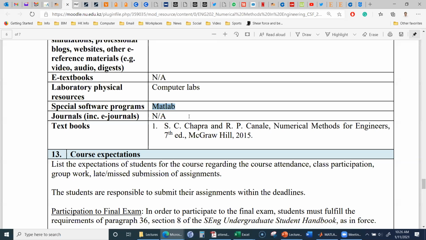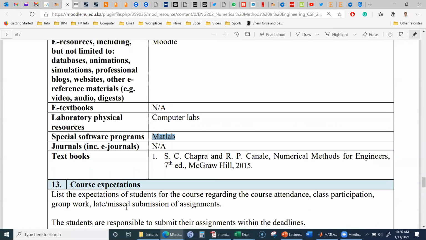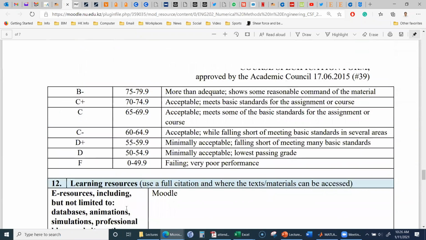So you just go to the MathWorks website, and then you can download this software. You must provide your student email address, and then they will provide you the proper license for this software. Okay. So yeah, we will provide more information about MATLAB later on.